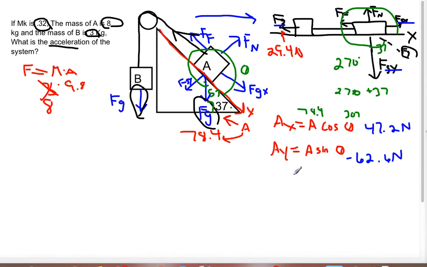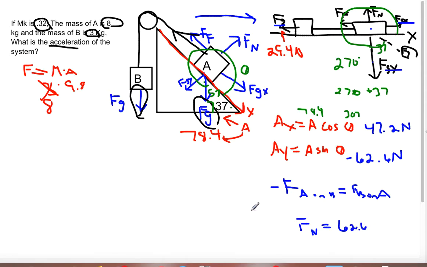I know, thanks to Newton's third law, that the force of A on B is going to be equal to the opposite of the force of B on A. So if my block is pushing into the inclined plane with negative 62.6 newtons, the plane is going to be pushing back up with positive 62.6 newtons. So my force of normal will equal 62.6 newtons.